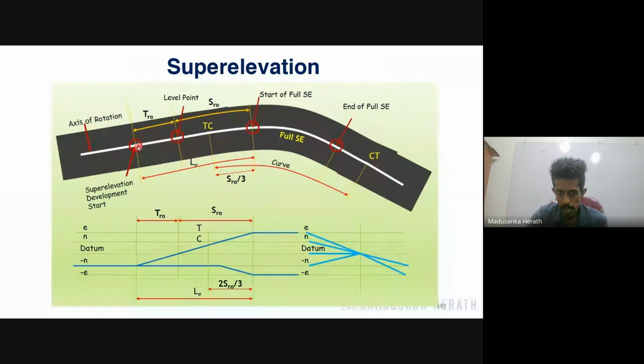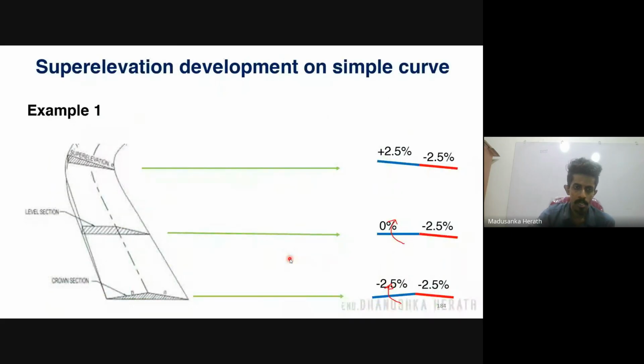So you can start turning the pavement from this point, and we have to come to the full super elevation at this point. So this length we call the super elevation development length, right? So this is the figure that we have drawn earlier. Then draw this one. So this is the very important one, right? This one.